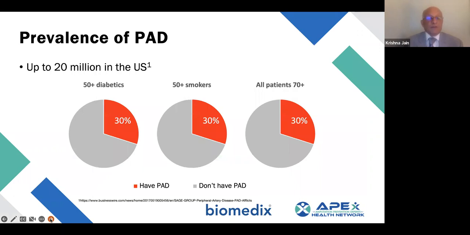If you look at people who are 50 plus and who are diabetics, 30% of them have PAD. Among 50-year-olds and older who are smokers, 30% have PAD, and the same thing with 70 years and above. So these are, as you can tell, risk factors. And up to 20 million people in the US have PAD.